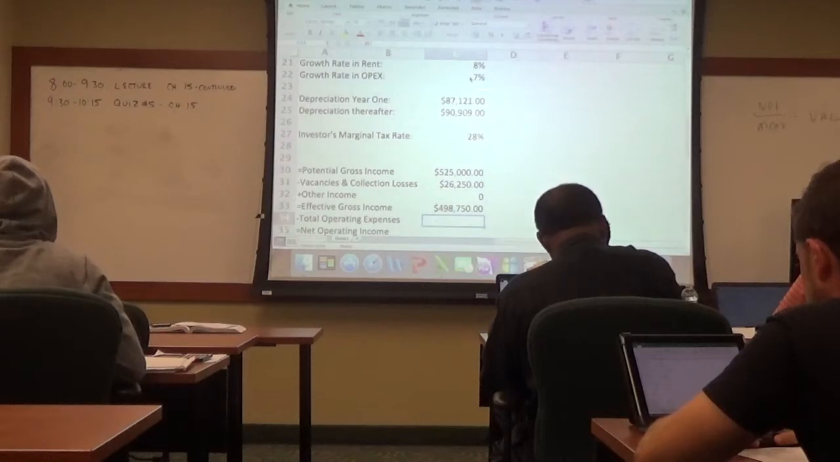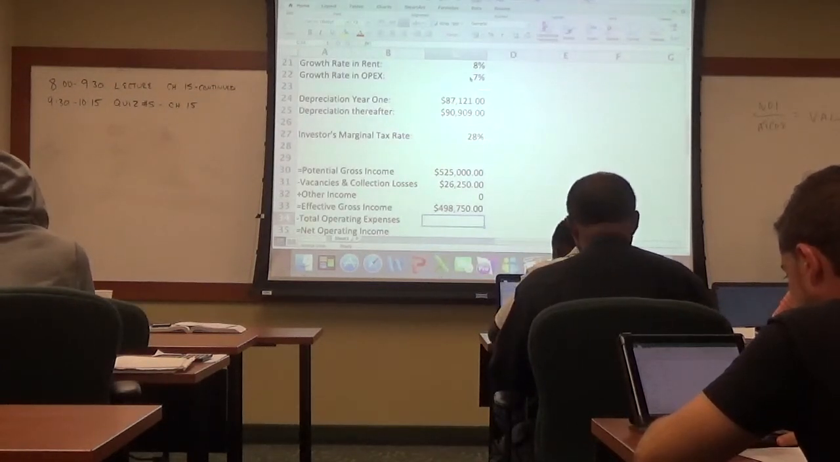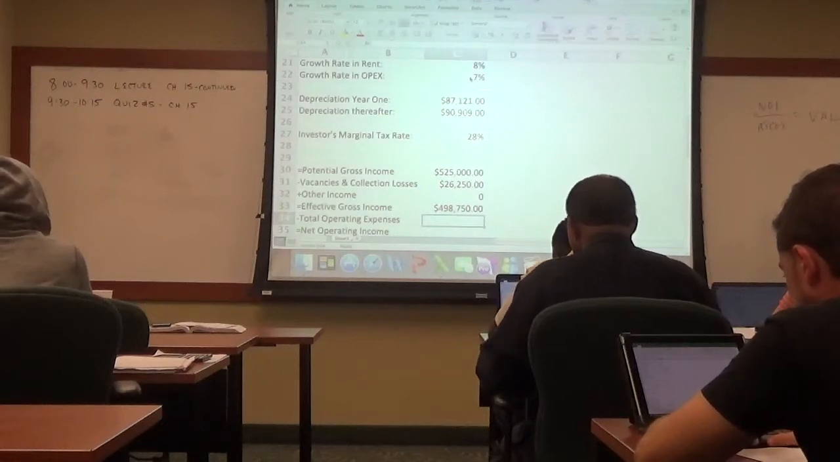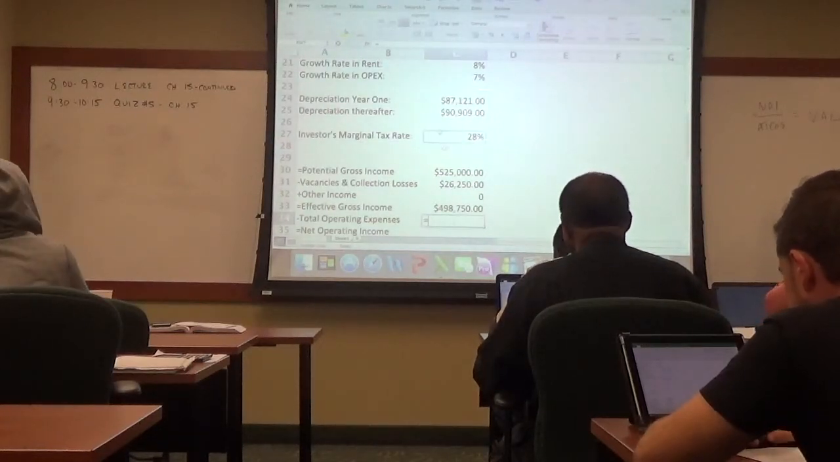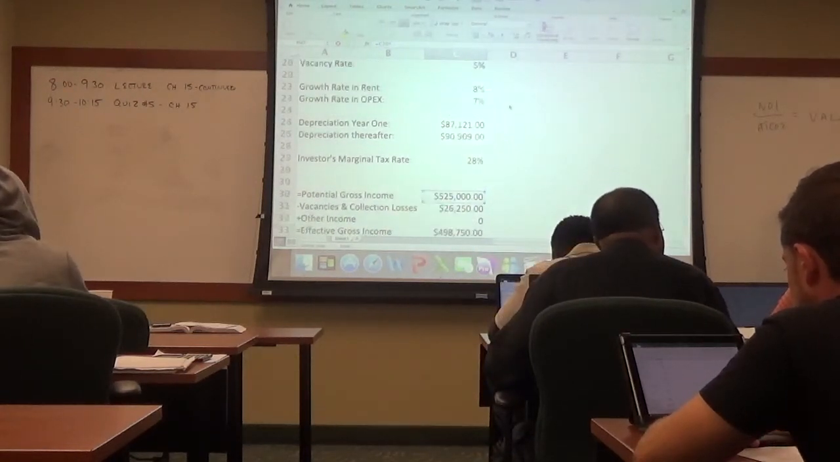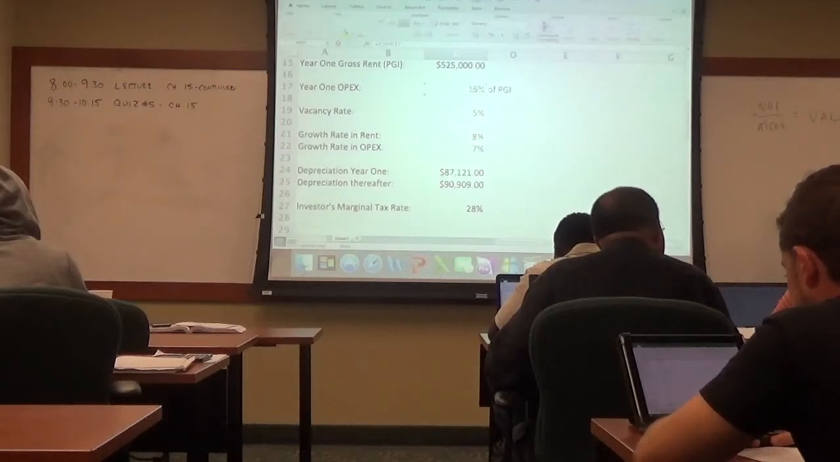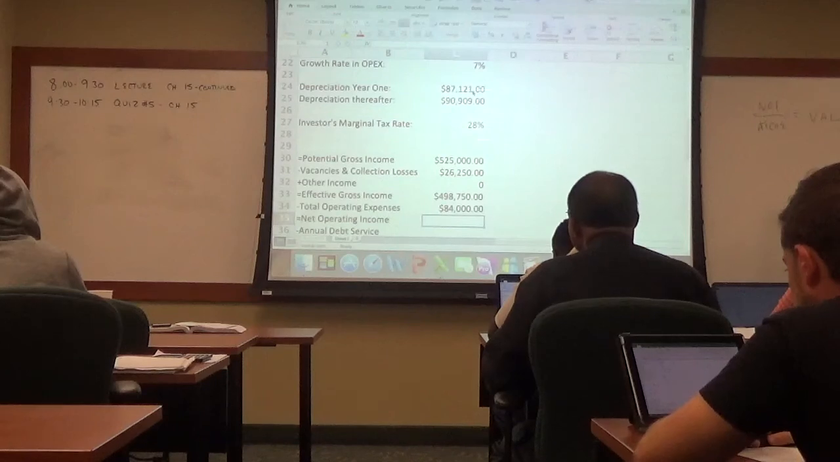Okay, our operating expenses. In this case, the operating expenses are told to us to be 16% of gross rent. So we're going to take our gross rent of 525,000, and then we're going to multiply it by the cell reference up here of the 16%. So we should get 84,000.